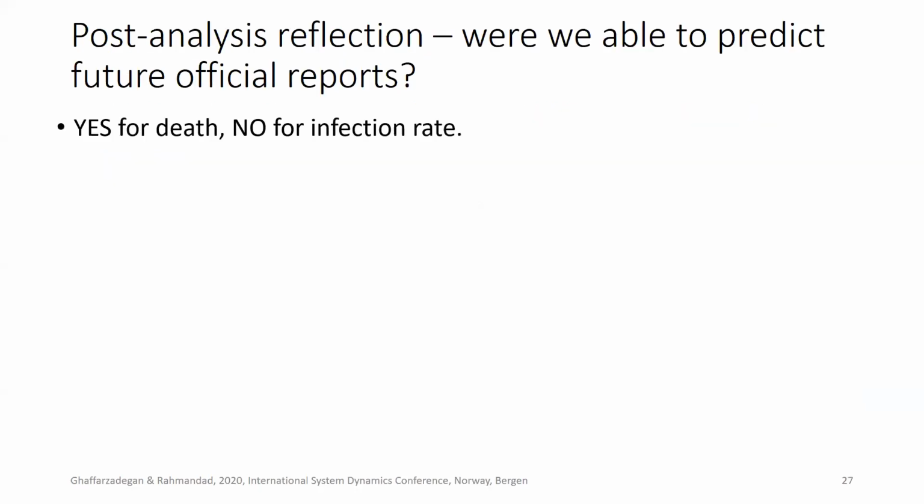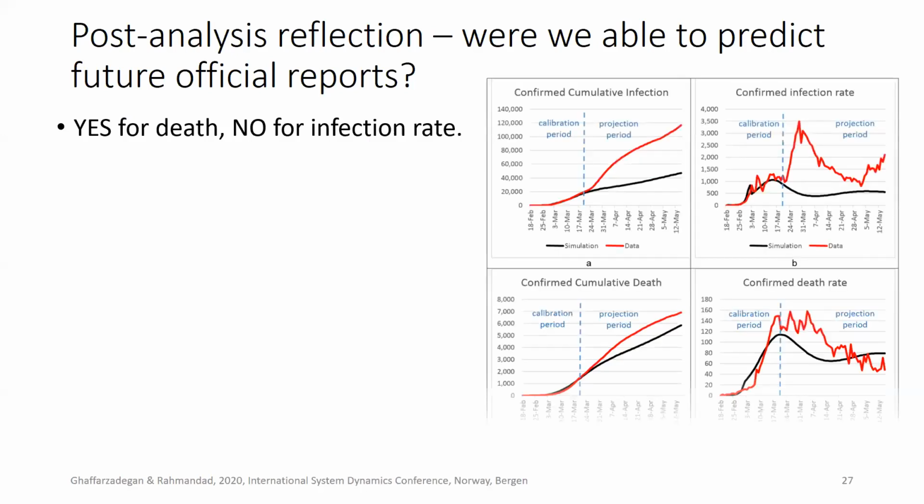So we were very able to replicate future testing rates. That's important, that helps us to see if you are replicating official reports too or not. Again, we were more successful in replicating official reports of death than cases. So we used the data for one month, and then we simulated that model for the rest of the period. We see that the model was doing a better job for estimating death cases than infectious cases.